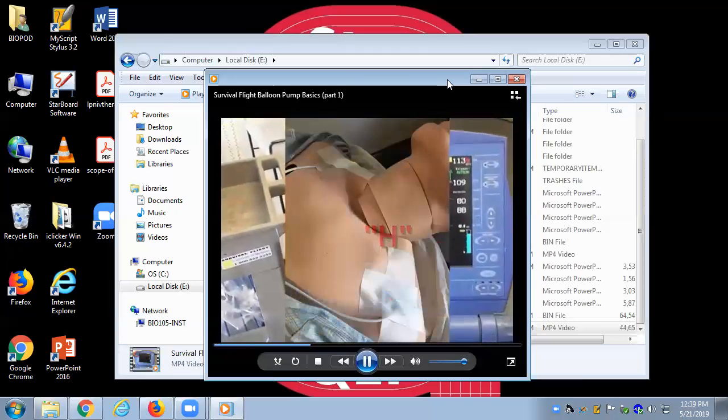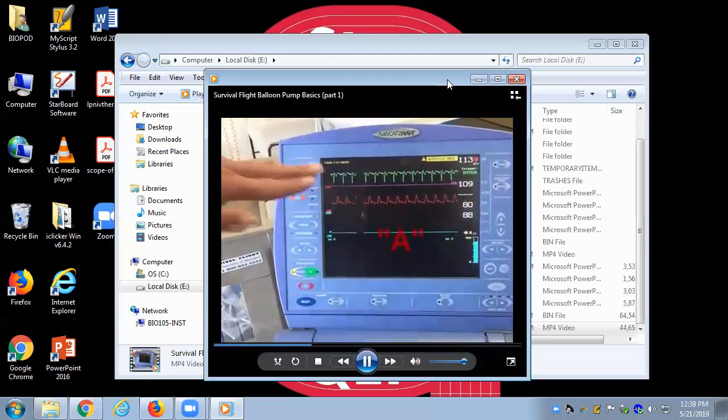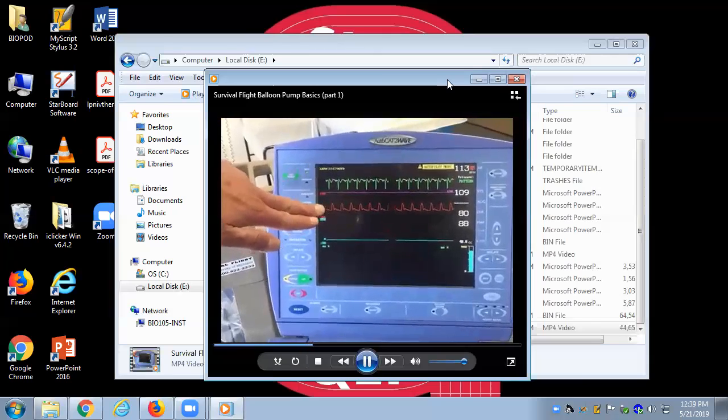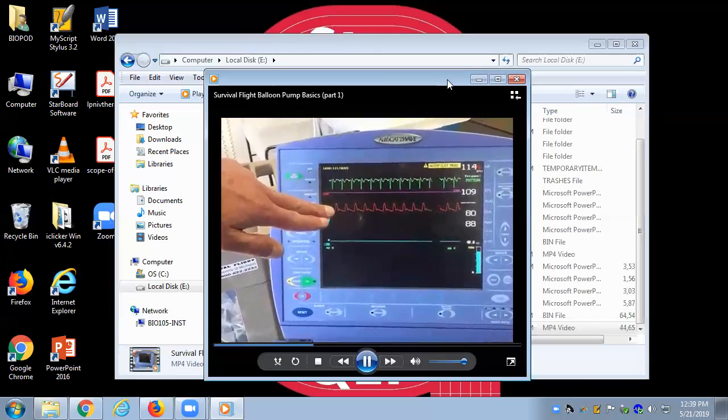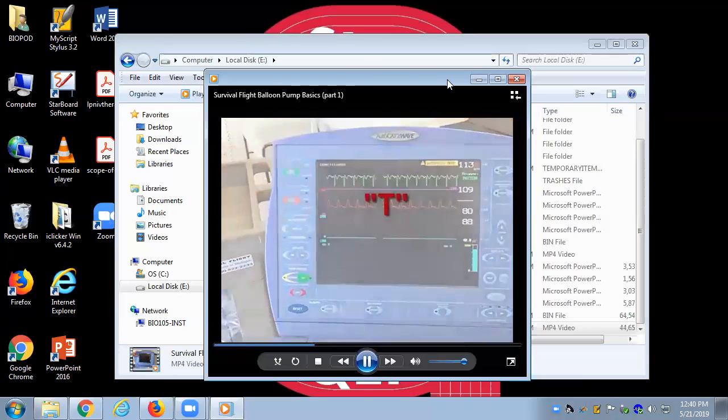All right, helium's attached, ECG electrodes are on the patient, taped down. We've zeroed our arterial line and we've attached it to the insertion side of the catheter. And we've got our trigger established.